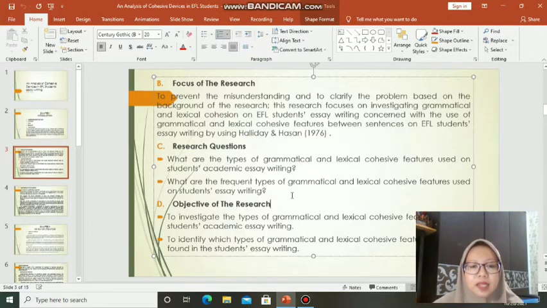And then the objectives of the research: first, to investigate the types of grammatical and also lexical cohesive features in students' academic essay writing, and then to identify which types of grammatical and lexical cohesive features are frequently found in the students' essay writing.